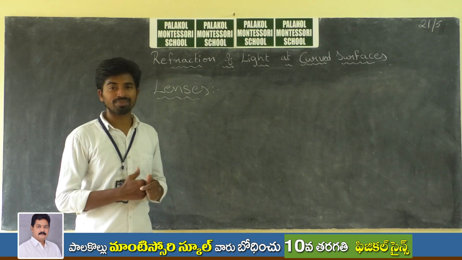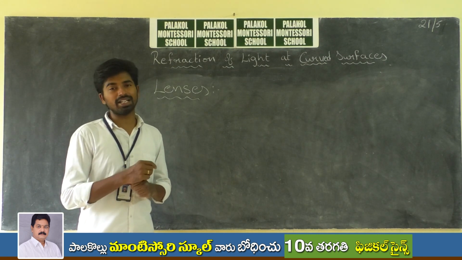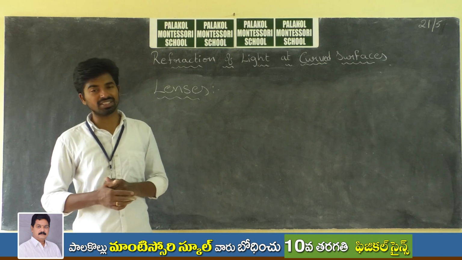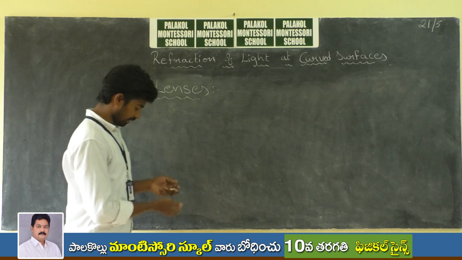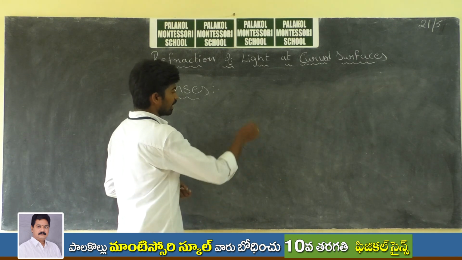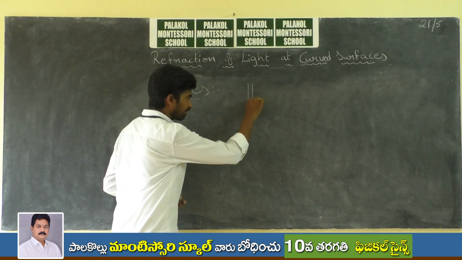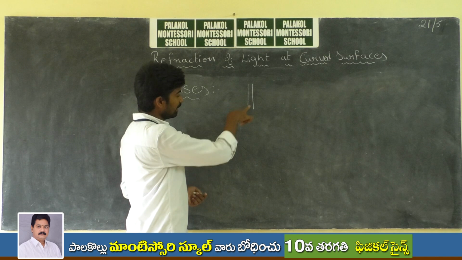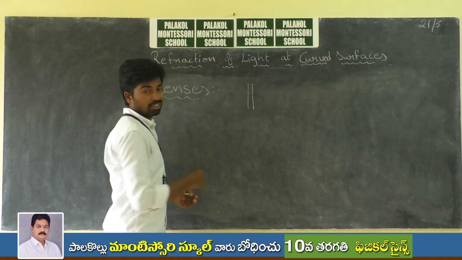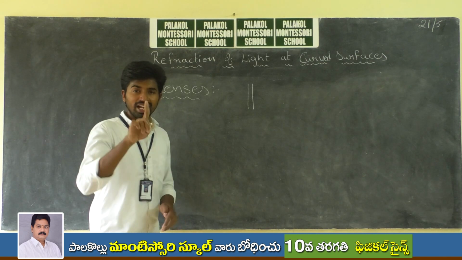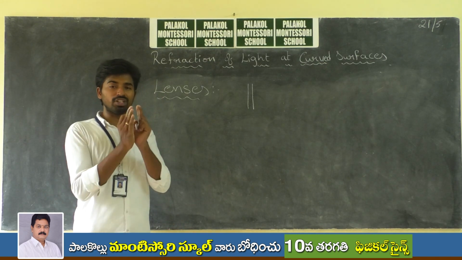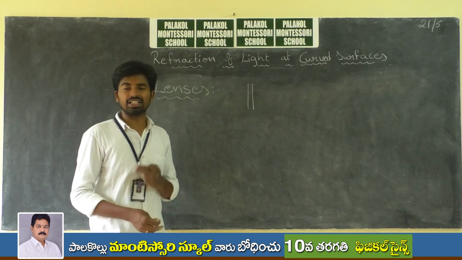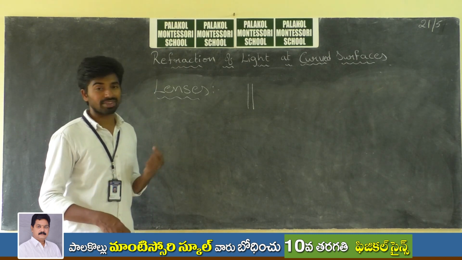A lens is formed by a transparent material bounded by two surfaces, in which at least one surface is a curved surface. For example, if I consider a glass plate, the glass plate will have plane surfaces, so you cannot call it a lens. A lens is bounded by two surfaces, and among them at least one surface must be curved. Then only that object is called a lens.